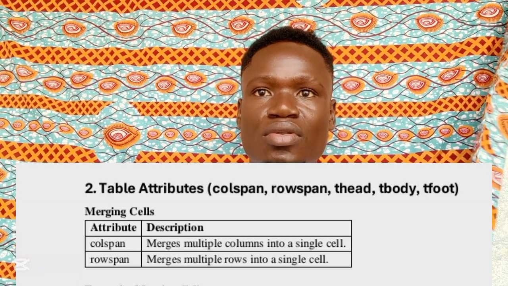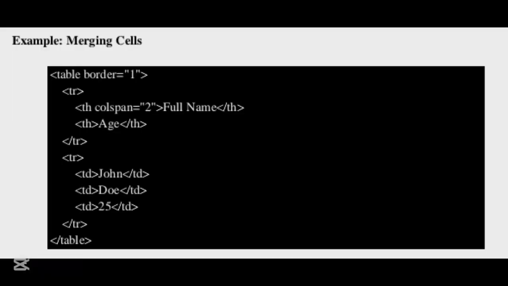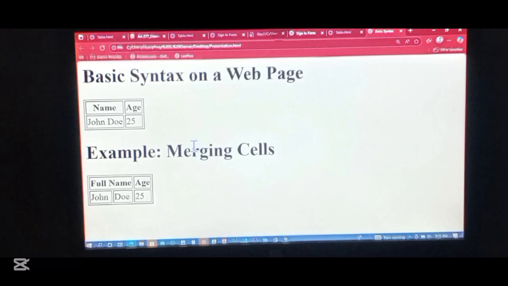Let's look at an example of merging cells. So this is an example of how the colspan or the merging cell looks or works. We have our full name, we have the age, and we got John on the table data, and we got Doe for the last name, and we get the age. So now let's see how the colspan applies on our table. So that's our first table we created.